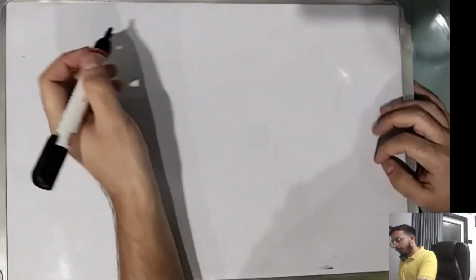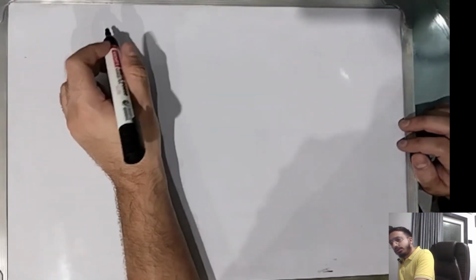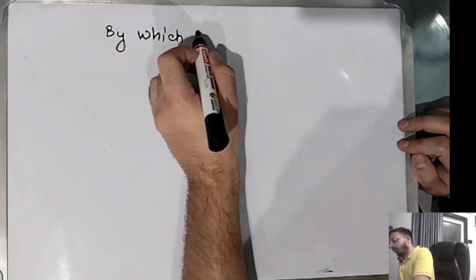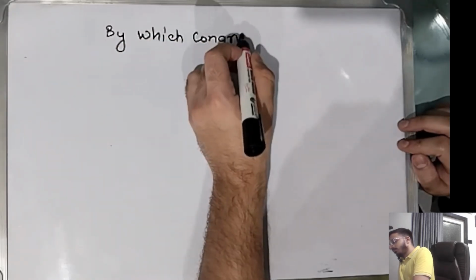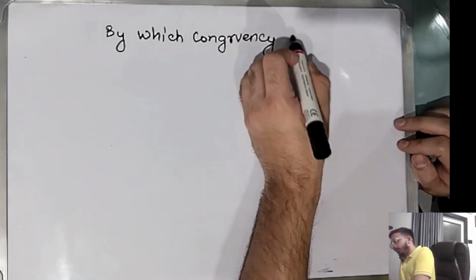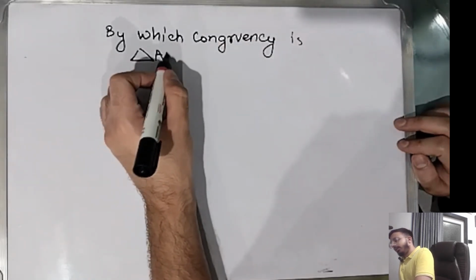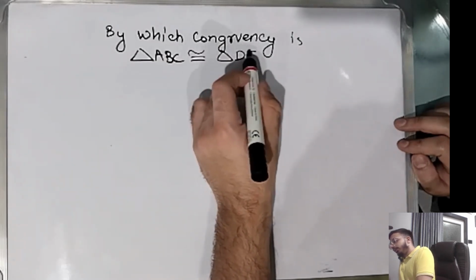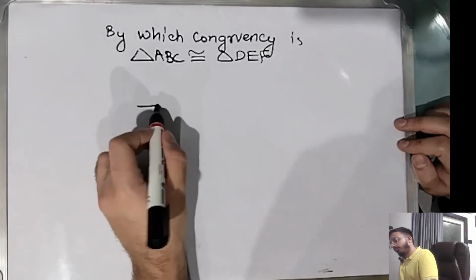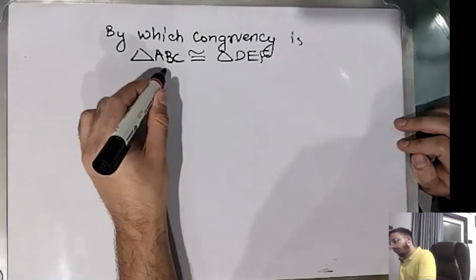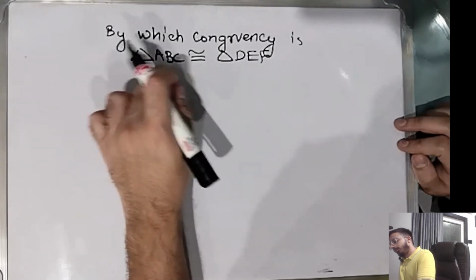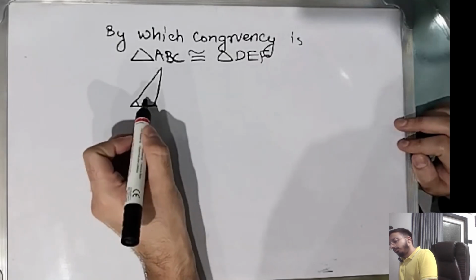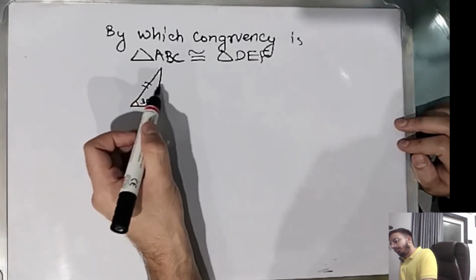Okay, it's a pretty straightforward question: by which congruency is triangle ABC equal or congruent to triangle DEF? So now there are two triangles. This is, forgive my bad drawing. So this is A equals 30 degrees, it's given, and these two angles are equal.